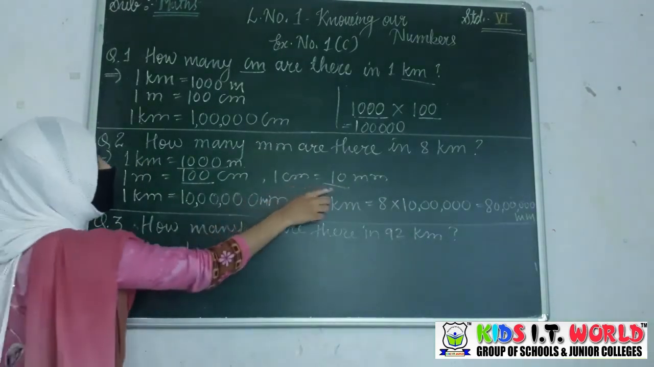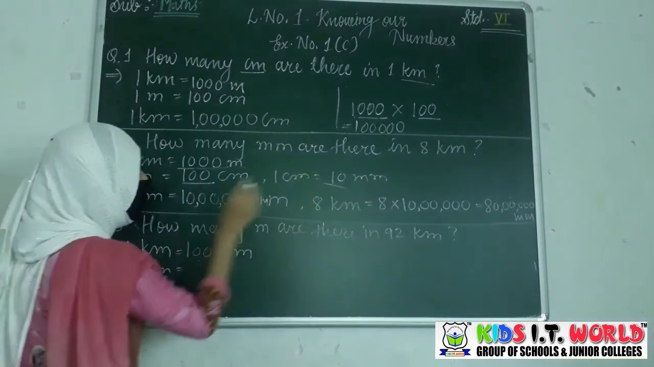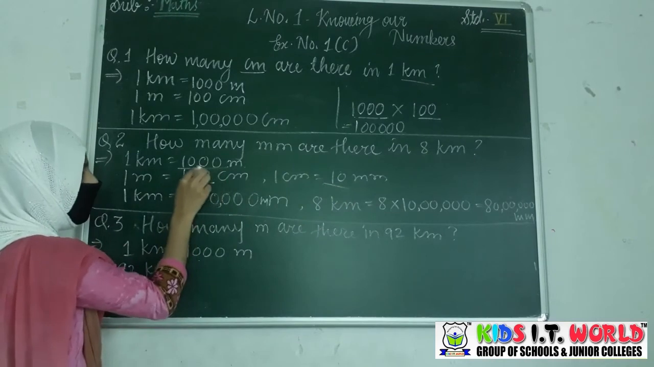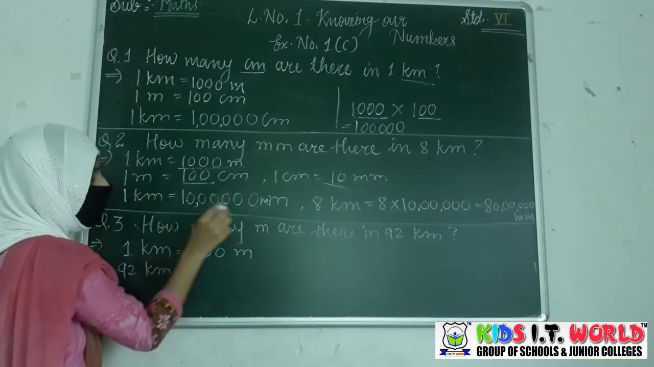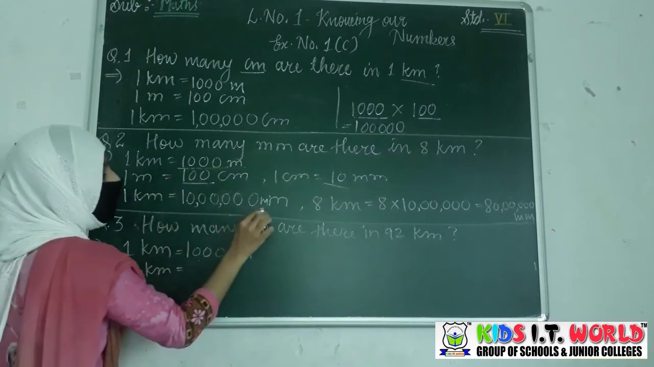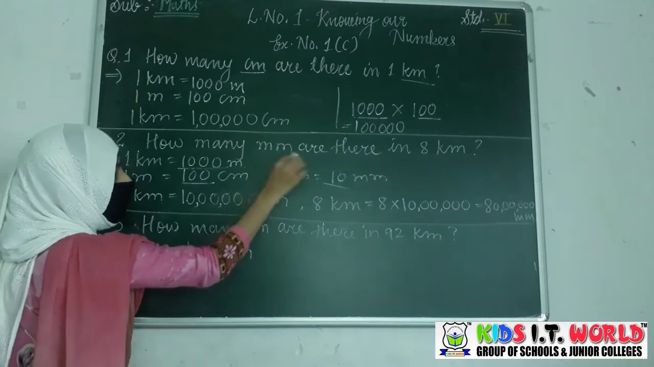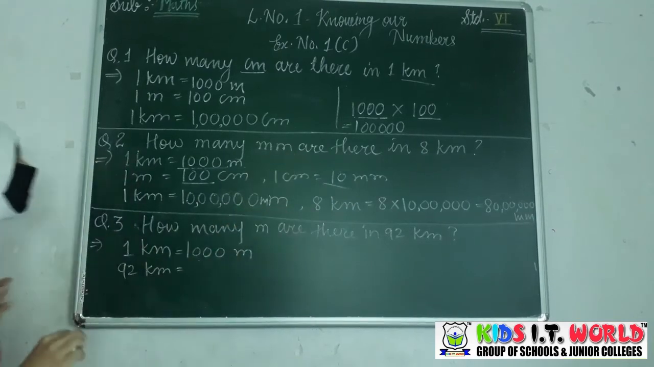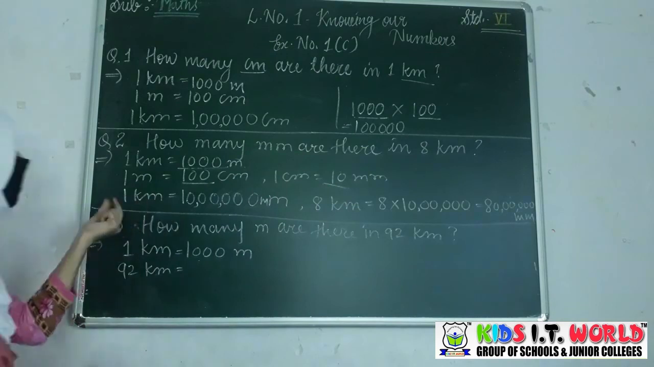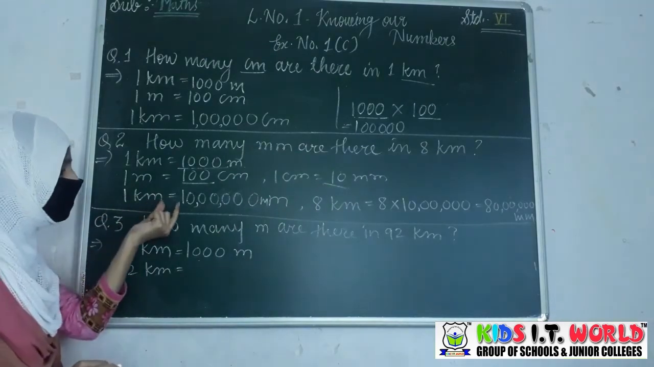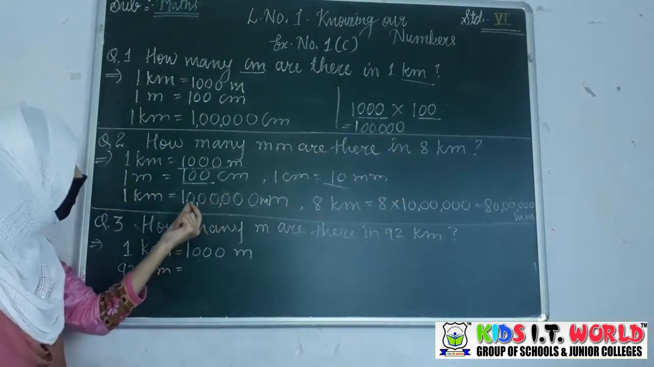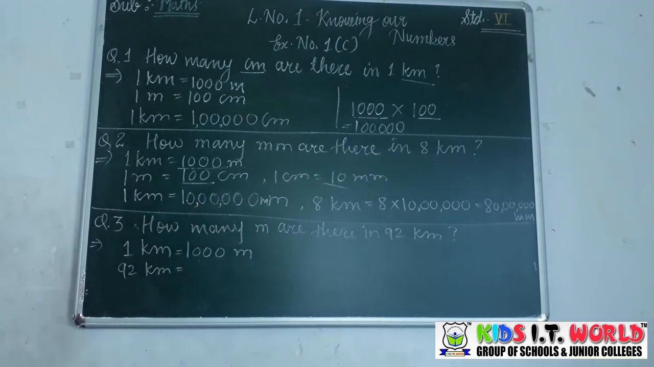How many zeros are there in these 3? 1, 2, 3, 4, 5, 6. So with the 1 we will write 6 zeros and what we have found is millimeter. So write down the unit of millimeter there. So here we found the conversion of 1 kilometer is equal to 10 lakh millimeter.